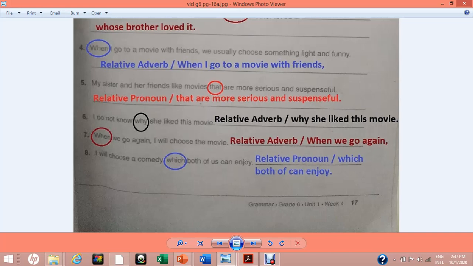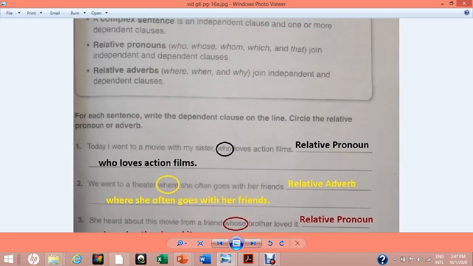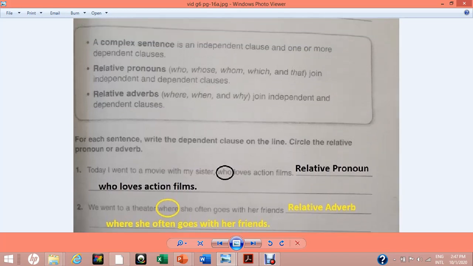My dear students, so far we have concluded our 2 exercises about clauses and complex sentences. I hope you will have written correct answers. Please revise the lesson for better clarity of the grammatical subjects.